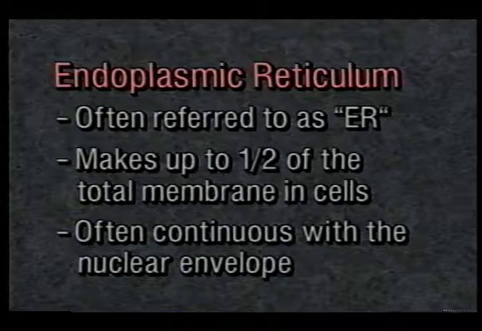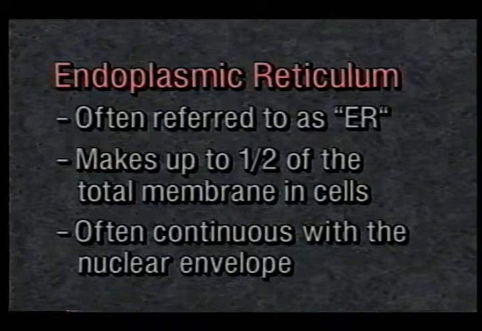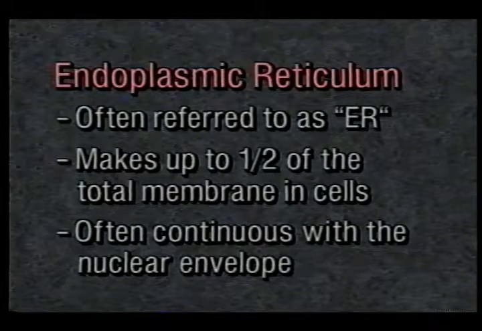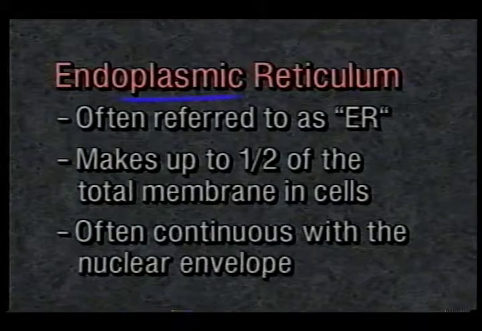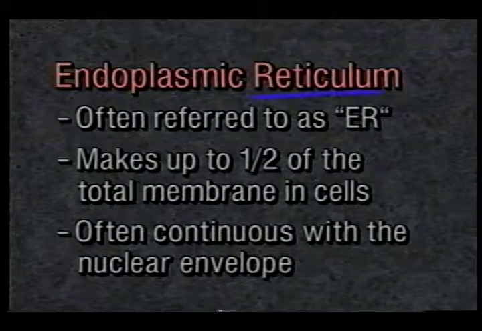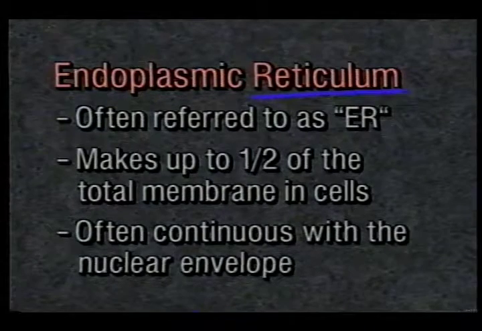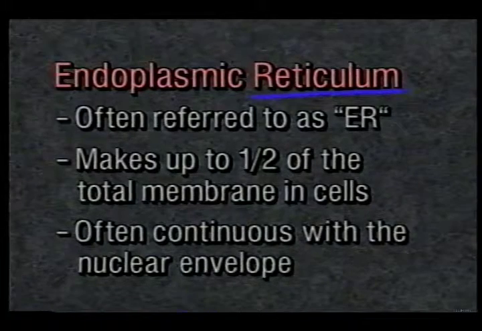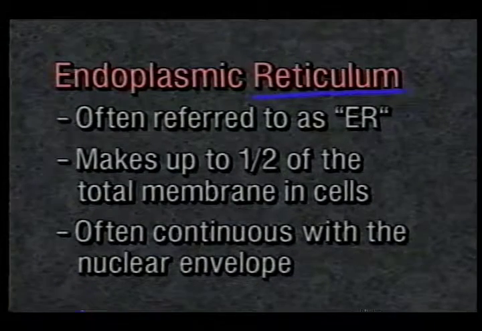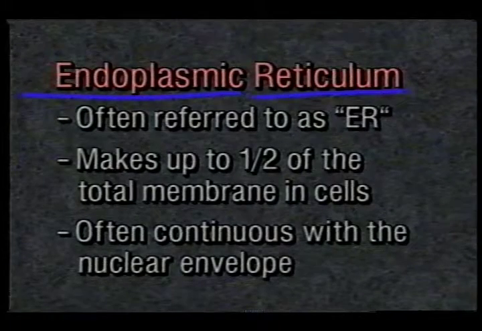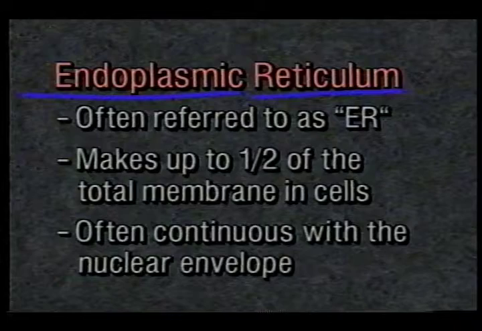Actually, if you break down the word endoplasmic reticulum, endo means inside, plasmic referring to substance or body, so inside the body, and reticulum is a nice fancy name for network or lattice-like type of material. So we're talking about an inside the body network, basically, is what the name endoplasmic reticulum refers to.